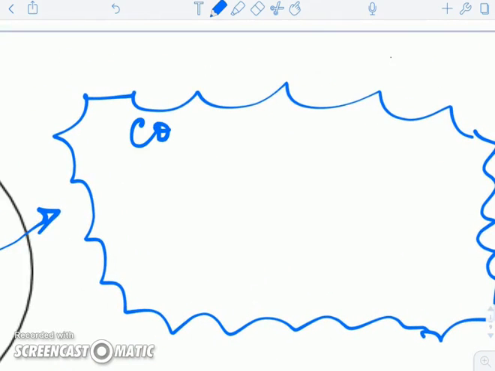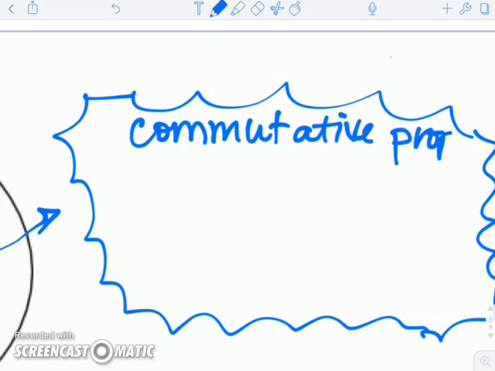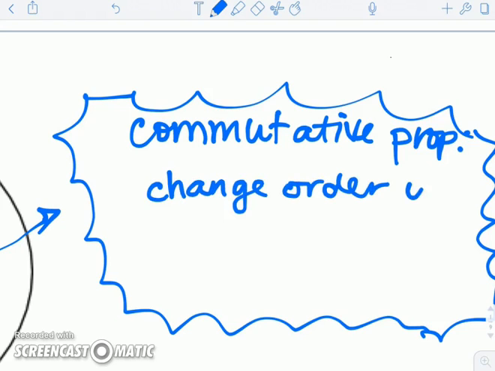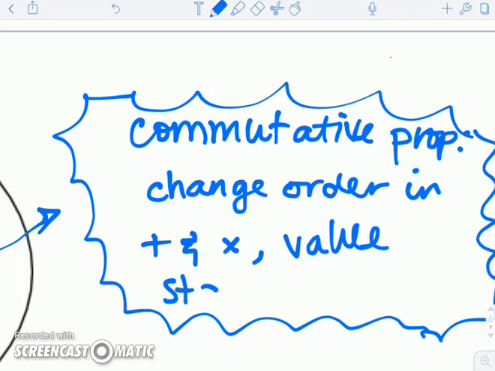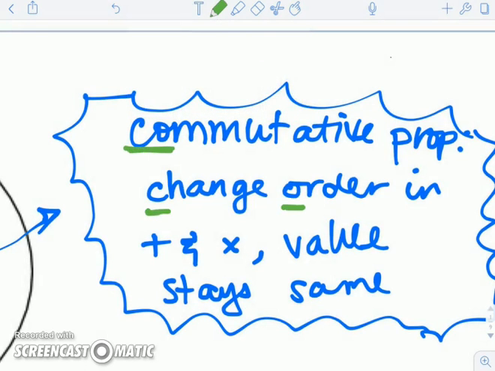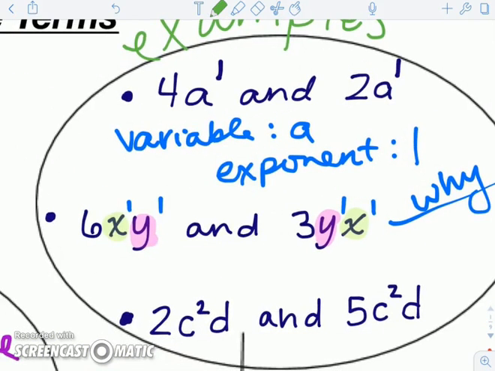We just reviewed some properties and we looked at the commutative property, which says we can change the order in addition and multiplication, and the value stays the same. So if it helps you to remember, think of CO at the start of commutative and CO at the start of change order. So the only thing that's different from 6xy and 3yx is that the x comes first in 6xy and the y comes first in 3yx.